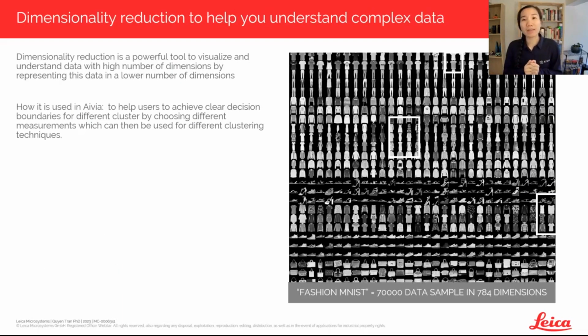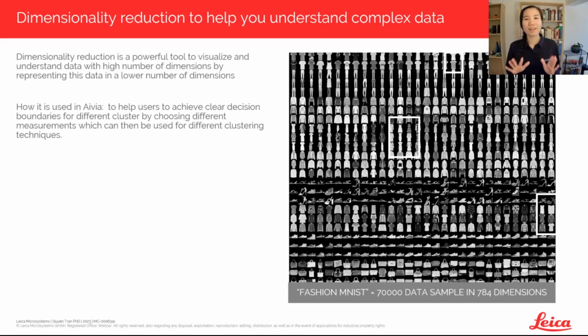Next, we've added dimensionality reduction tools into Aivia's charts. For those who are unfamiliar, dimensionality reduction is a powerful tool to help you visualize and understand data sets with high numbers of dimensions by representing them and allowing you to view them in a lower number of dimensions. So for our multiplex data sets with 30 dimensions, this can now be represented in 2 dimensions for easier viewing. In Aivia, you can utilize these tools to help guide you to find the right combination of measurements to achieve clear decision boundaries when you're setting up your cell phenotype.